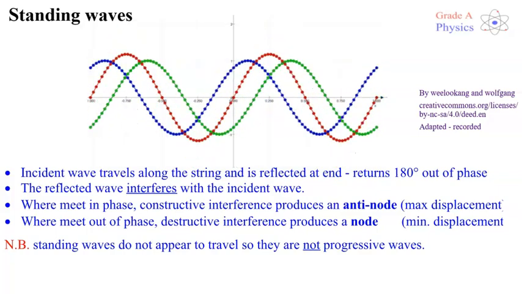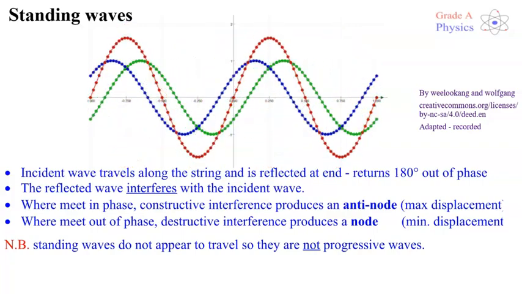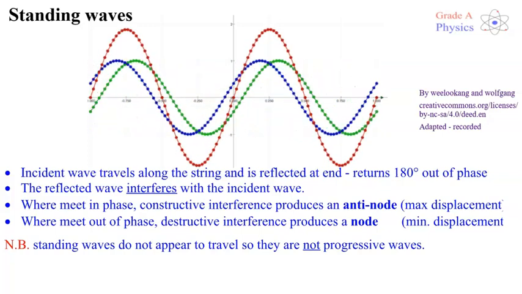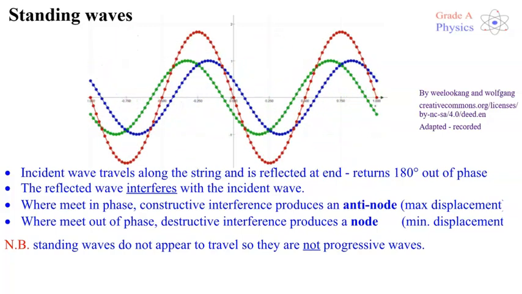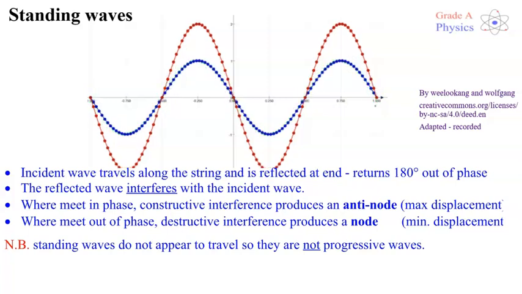As we've said, standing waves appear to travel, but they are not progressive waves. All waves we've looked at up to this point are progressive waves because they move from a point through space or through a medium to another point. But standing waves are effectively trapped between two endpoints, so they're different to progressive waves.